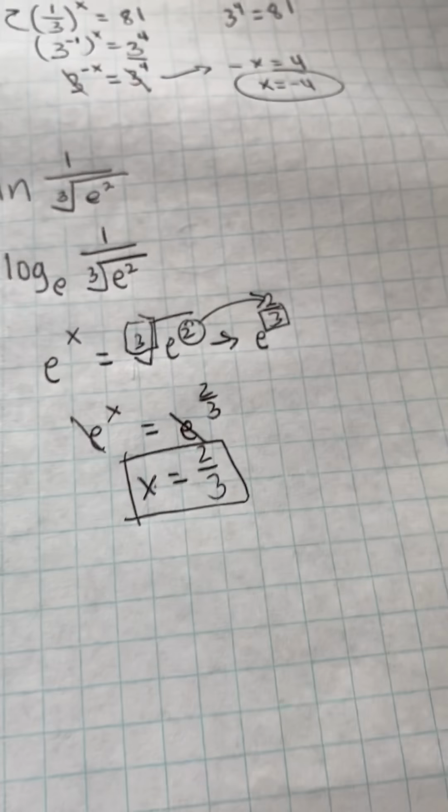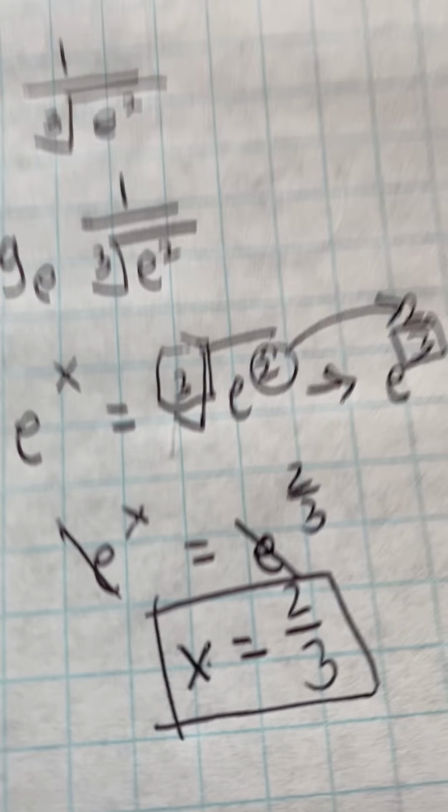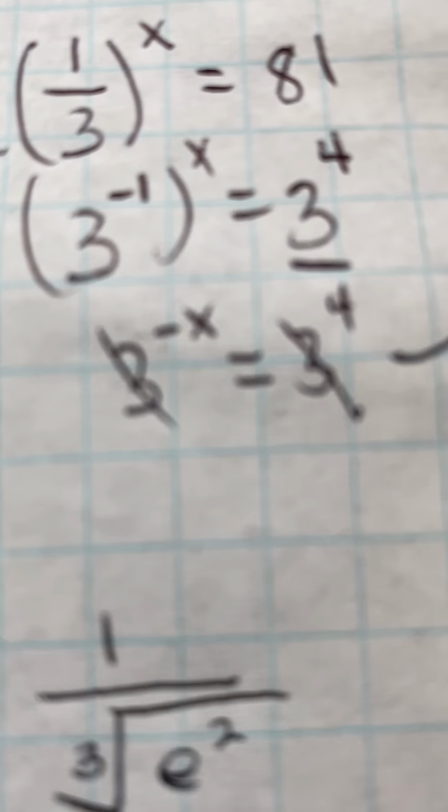That's just a quick way of going through and doing those. Again, the big idea there is you want to get the same base, because once you get the same base like we did here, you can cross them out and set the exponents equal to each other, right? That's what we did on all three of those examples.